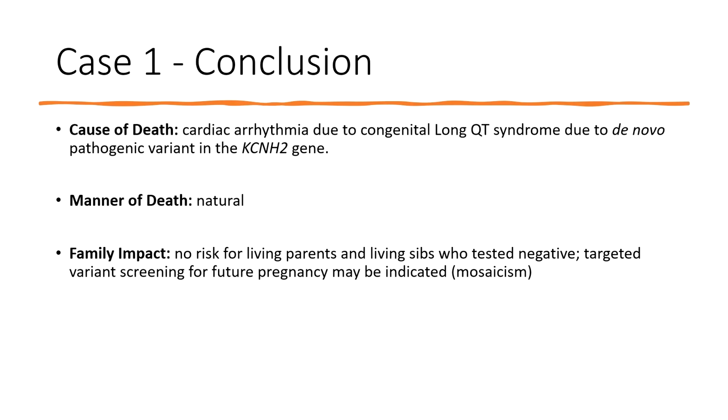So in summary, the cause of death of this 18-year-old college student was cardiac arrhythmia due to congenital long QT syndrome due to a de novo pathogenic variant in the KCNH2 gene. The family impact has no risk for the living parents and the living siblings who tested negative. Targeted variant screening for future pregnancy may be indicated due to germline mosaicism.